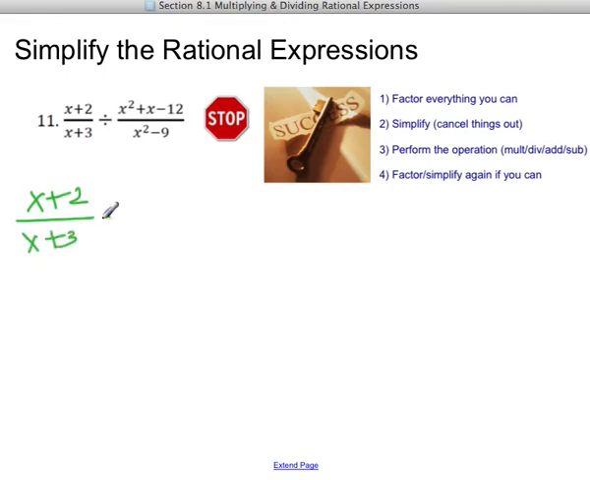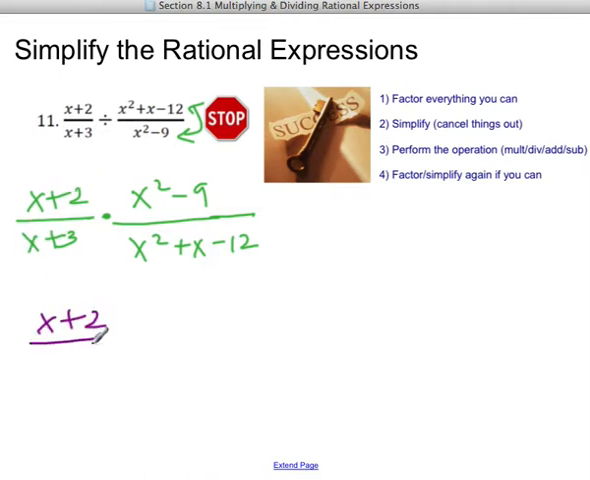And it's going to be multiplied by the reciprocal. Okay, so this is going to give me x squared minus 9 all over x squared plus x minus 12. Now I need to go ahead and factor. x plus 2, x plus 3, those are already simplified as far as I can. Can't factor anything else out of there.